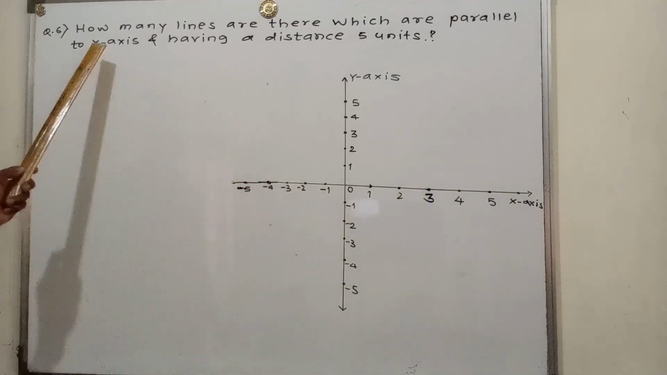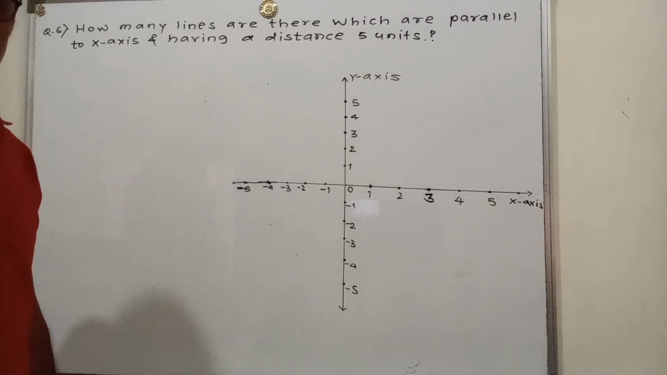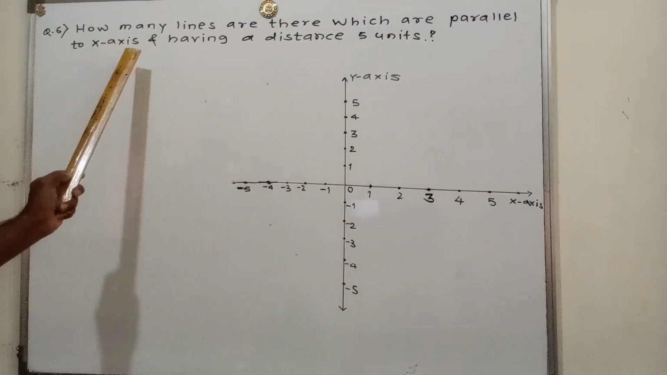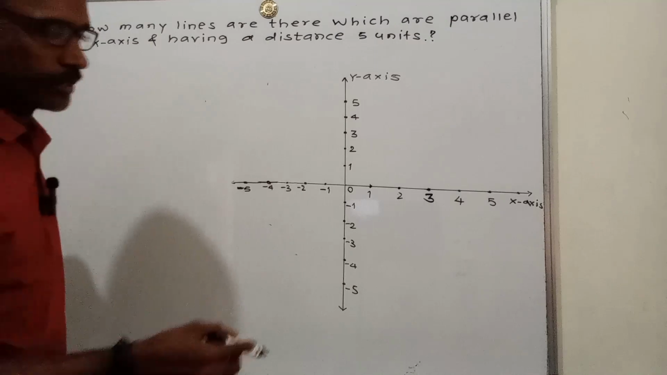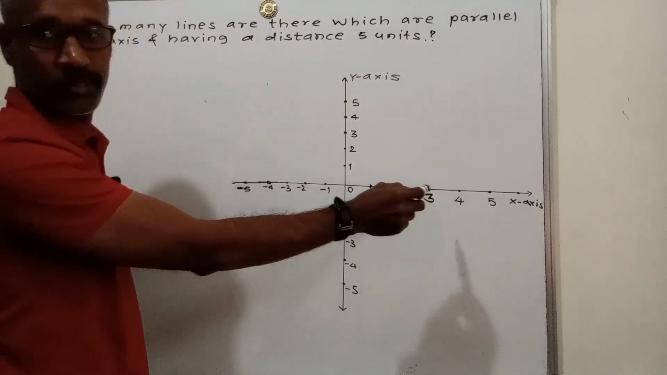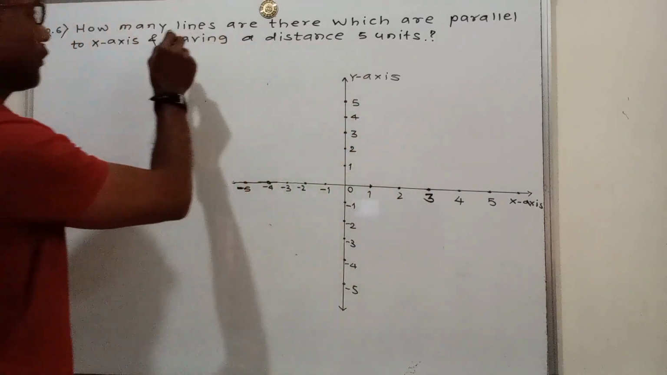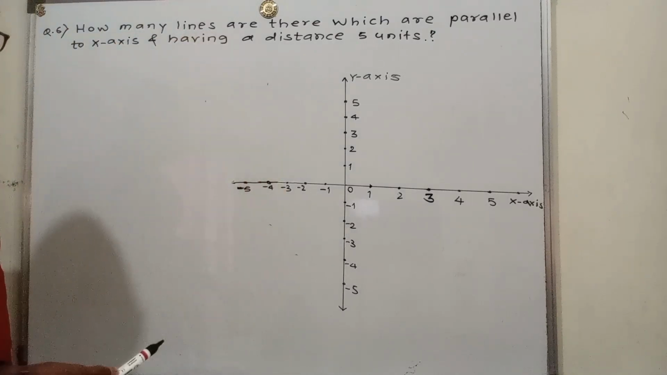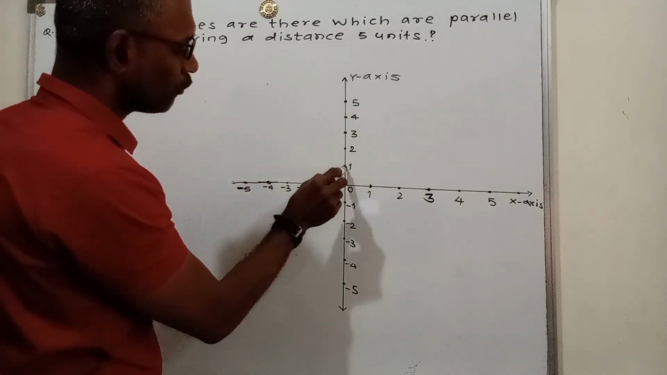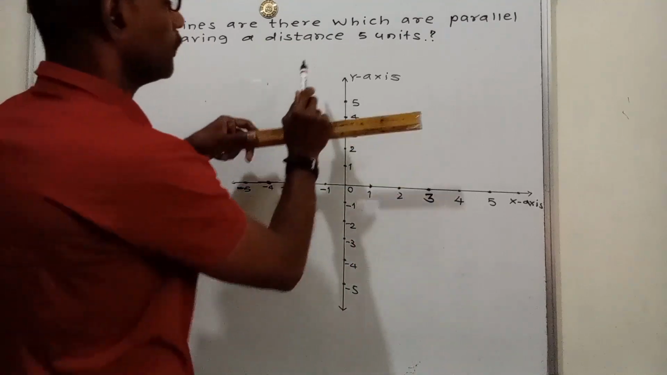Parallel to x axis and having a distance of 5 units. See here, this is x axis, and parallel to this x axis, how many lines are parallel having a distance of 5 units? Here 1 2 3 4 5 units.